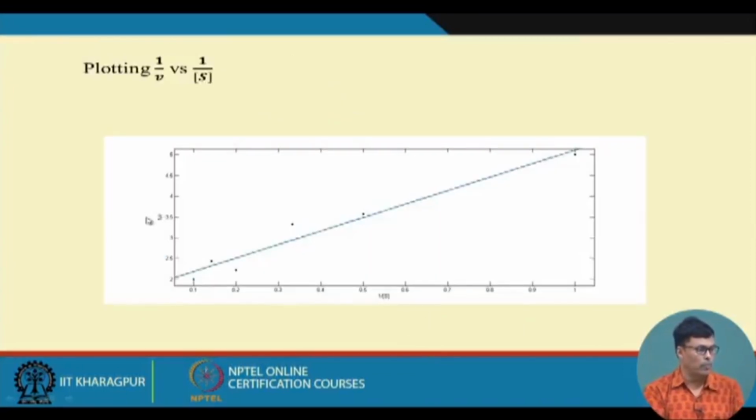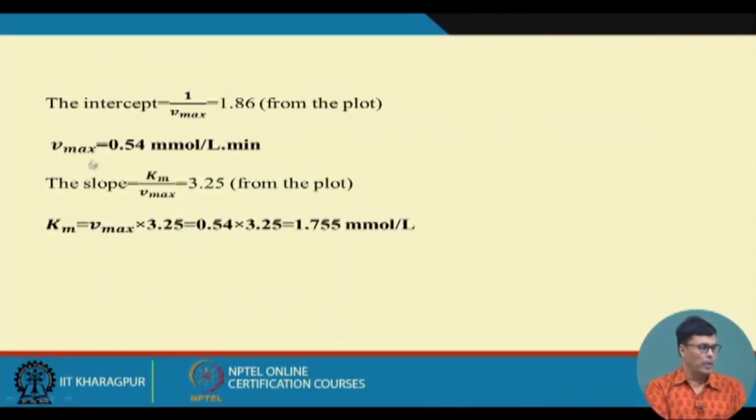We can plot 1 by V versus 1 by S, and we will get a straight line. From the slope we will get the Km by Vmax, and the intercept will give you the value of Vmax. And then we can calculate: we find the Vmax equal to 0.54 millimoles per liter per minute, and Km equal to 1.75 millimoles per liter. So, this is how we can do it.